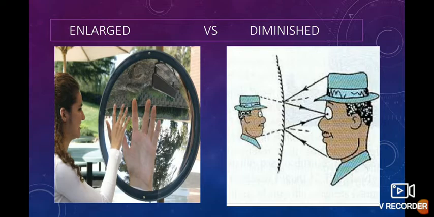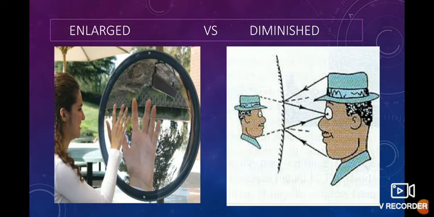See the girl seeing her hand in the spherical mirror. Look at the size of the hand. Does it seem big to you? Yes. Here, the image is bigger than the object. That is why we call it enlarged.